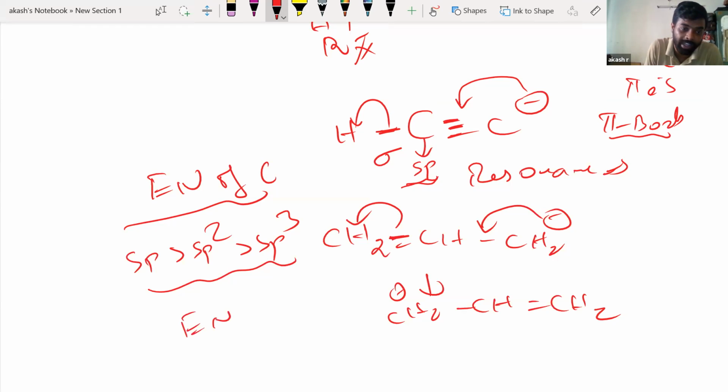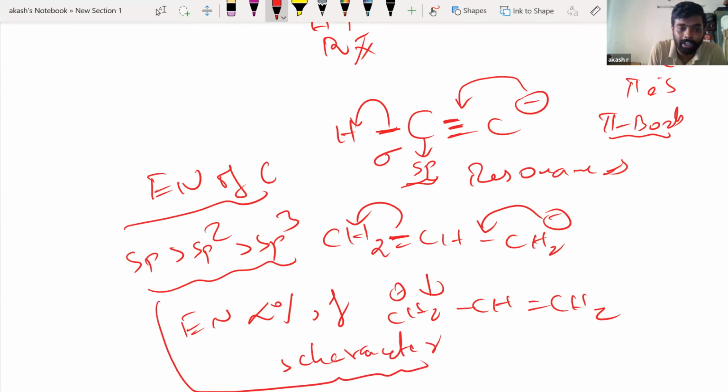What you have to understand is electronegativity is directly proportional to percentage of s character. Right, electronegativity is directly proportional to percentage of s character. Now you see in sp hybridization, I have 50% s. In sp2 you will have 33% s, right? And in sp3 you have only 25% s. I hope you understand how I am getting these points, right? So more is the s character, more is the electronegativity.